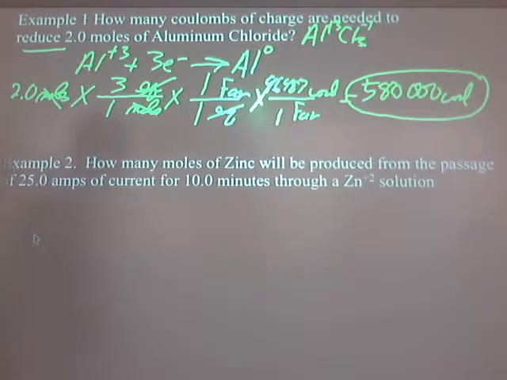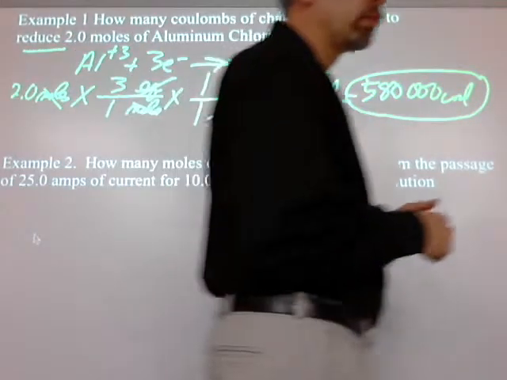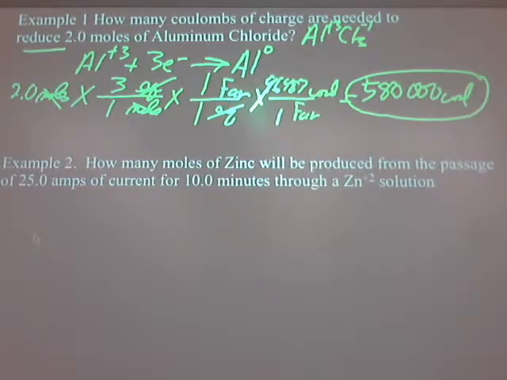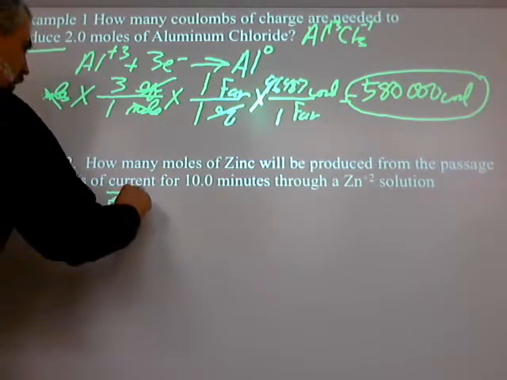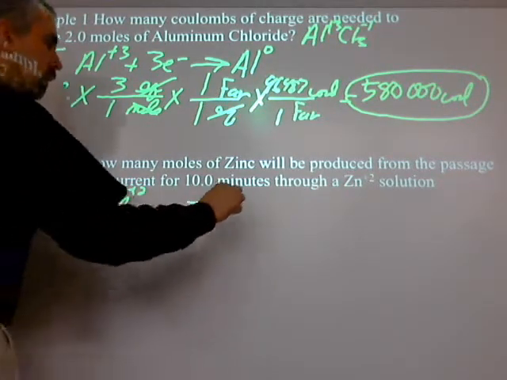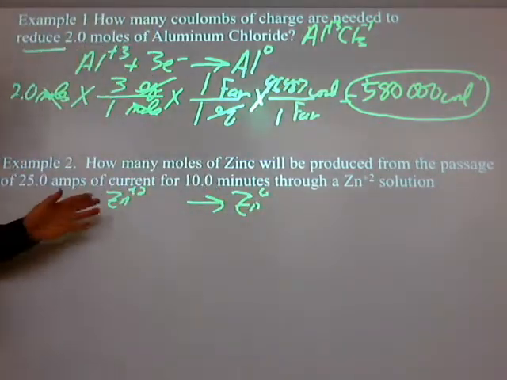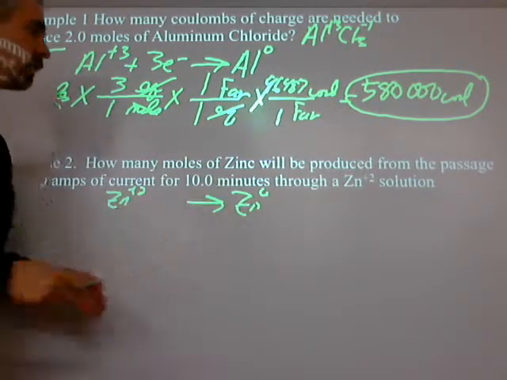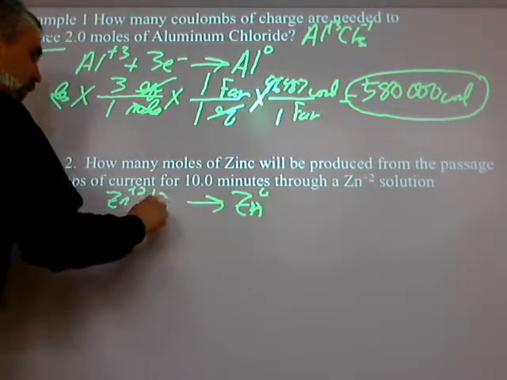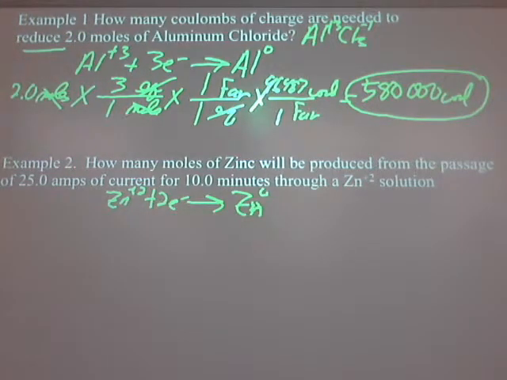Same thing, I have to write the equation down for what's happening. It tells me I'm reducing this, so you should write the equation of what's going on with the electrons. It says zinc with a +2 charge, in solution, and you're getting zinc metal out of it, Zn with a 0. That takes 2 electrons. So it's going to be important when we go from equivalents to moles.